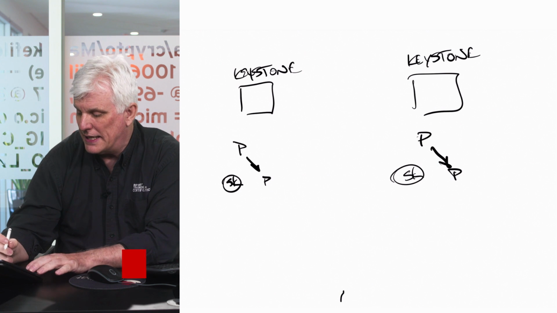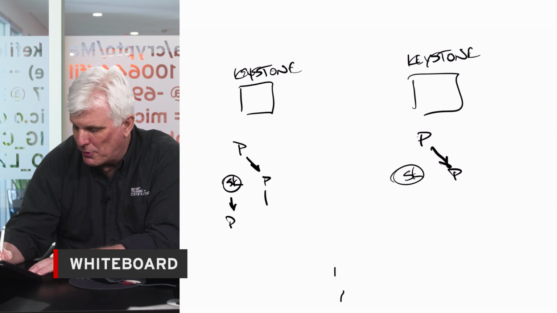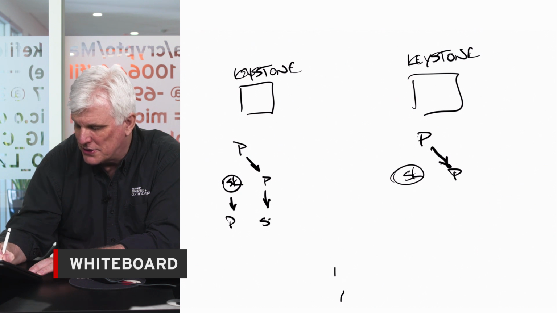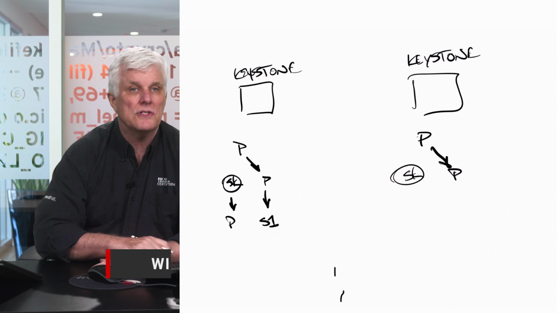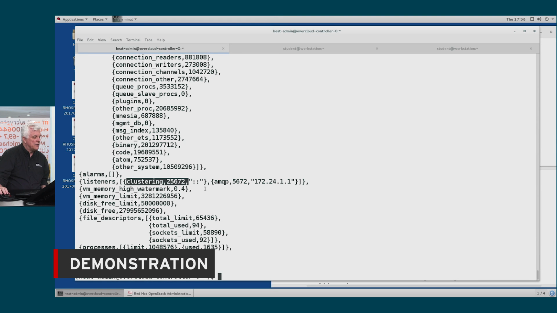So what happens is that the stage key becomes the primary key, and the primary key becomes the first, let's just call it S1, the first secondary. And the clustering, you'll remember this 20,000, 5672 is good also. So that appears okay. Let's take a look at what Pacemaker says.